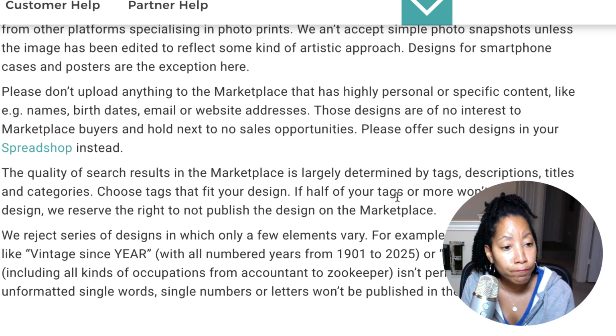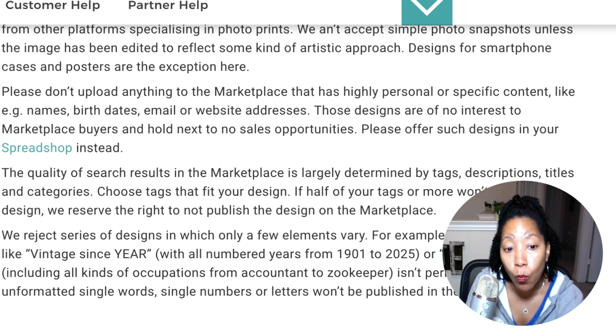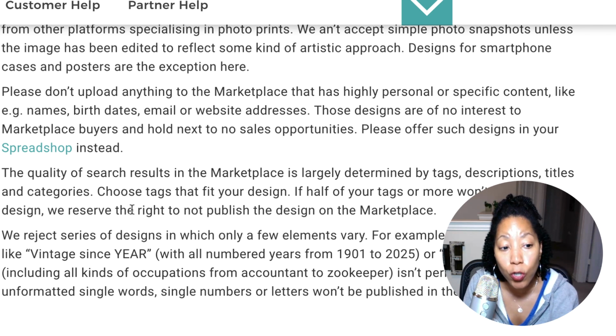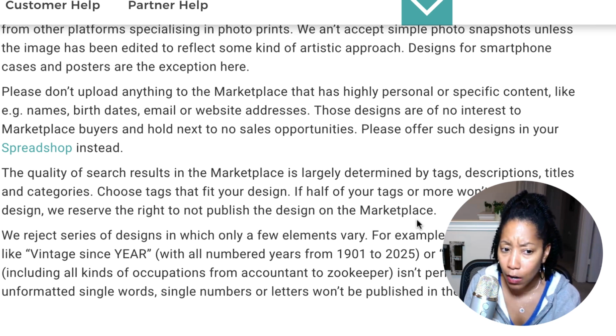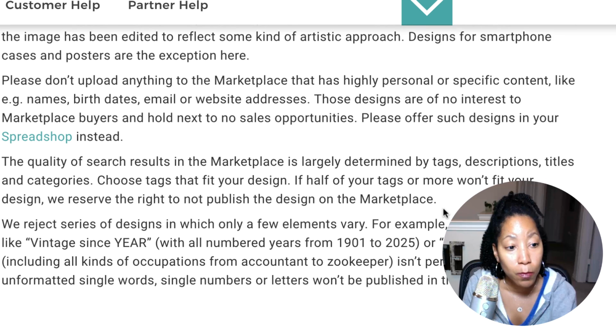So if you go to Spreadshirt's terms, it says here, if half of your tags or more won't fit your design, we reserve the right to not publish the design on the marketplace. Now, are they going through and looking at all the designs? I don't know. But maybe their algorithm might have a way of detecting some things. This is what I'm saying. These sites are getting smarter.